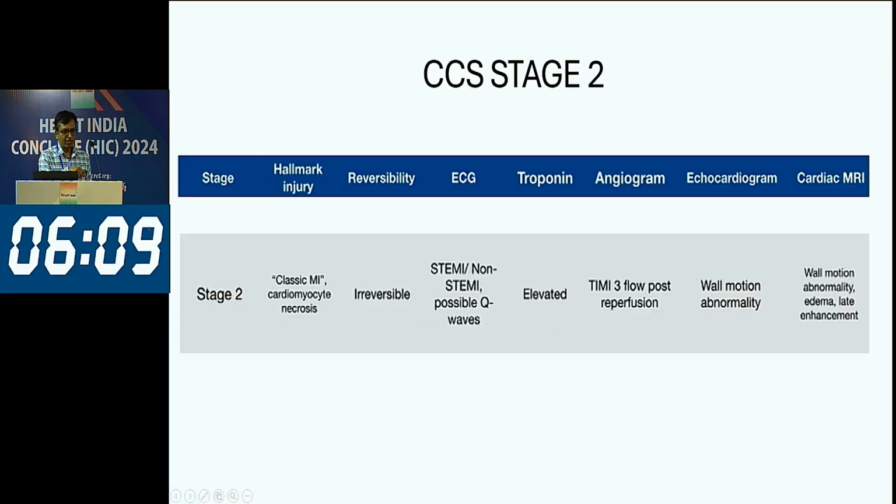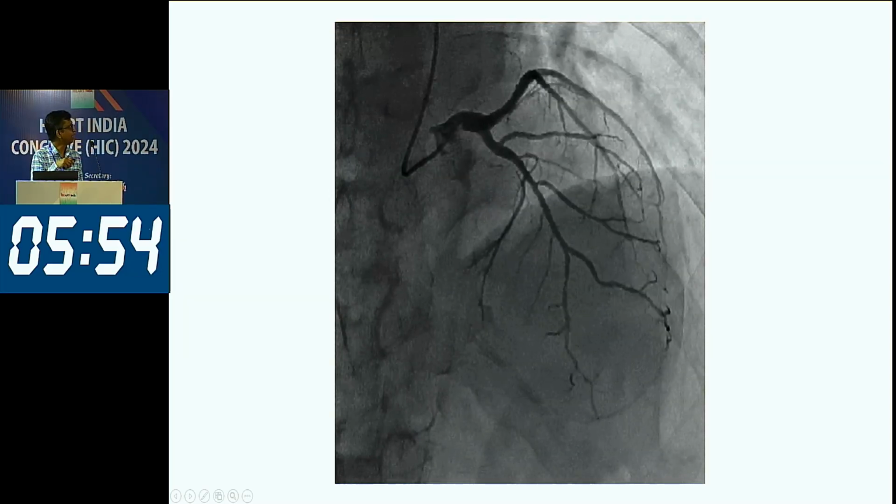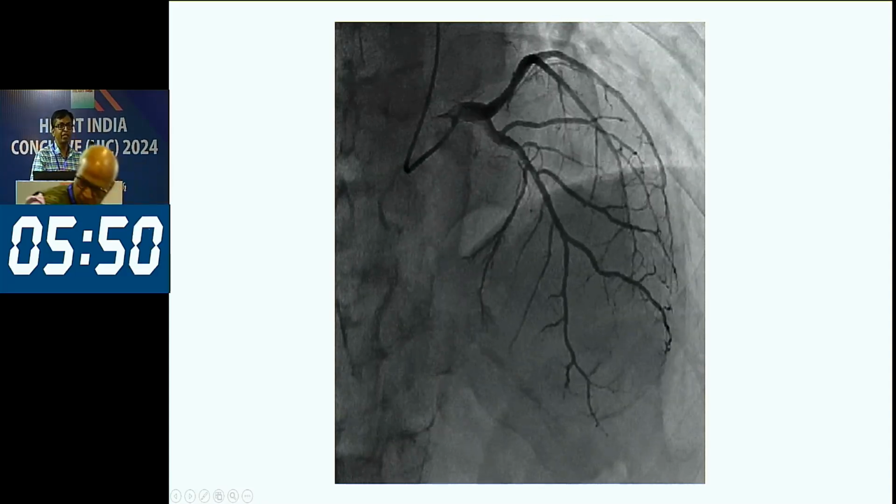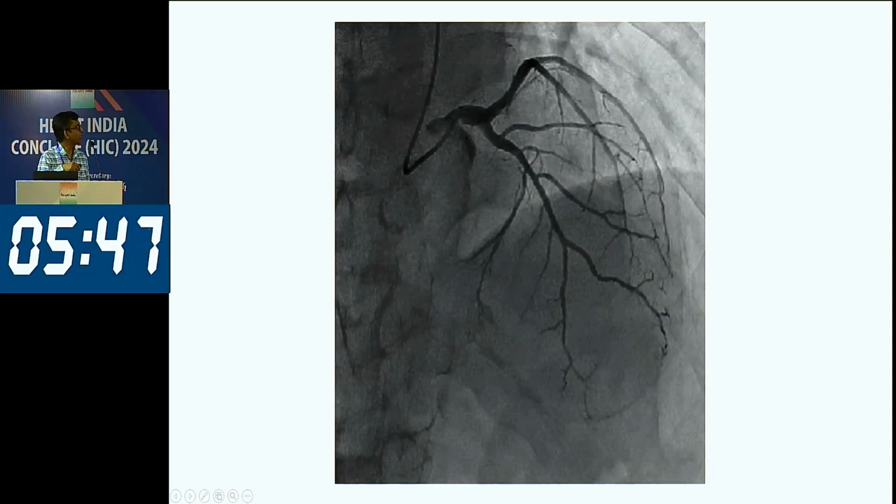So this is a classical MI, this is irreversible damage, and you will get ST elevation MI. Troponin is markedly elevated, and here also you will see TIMI 3 flow. What TIMI 3 flow means is the flow is as good as in a normal artery, but that doesn't mean that your EF is okay or that there is no necrosis.